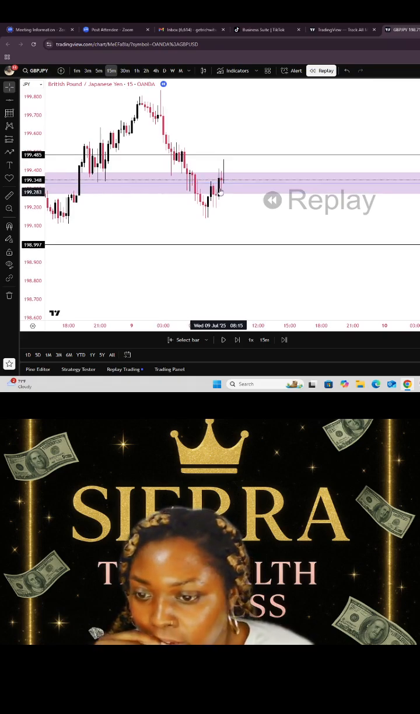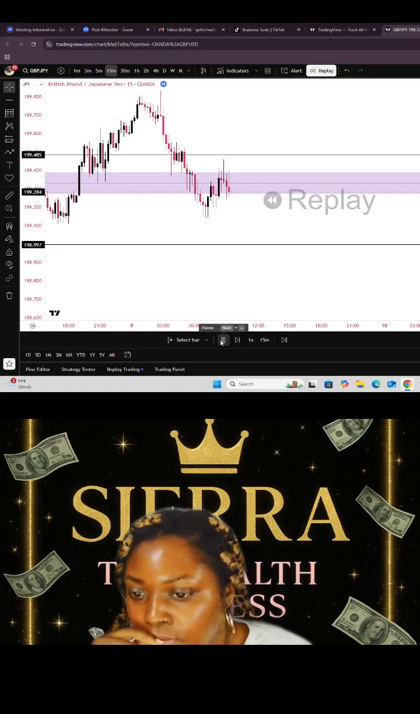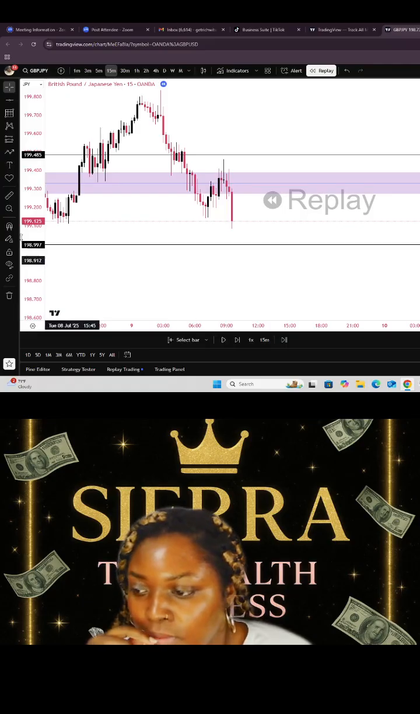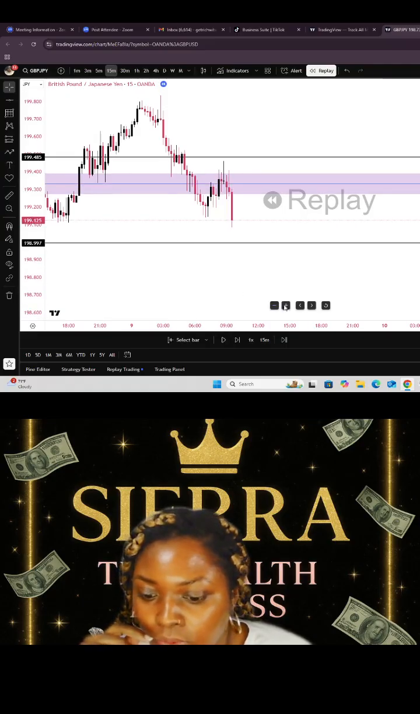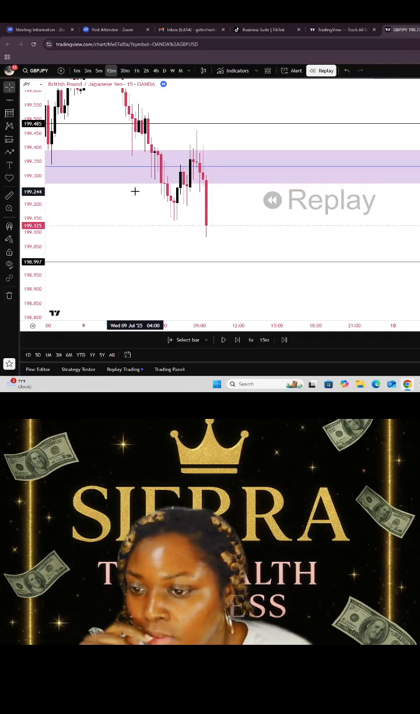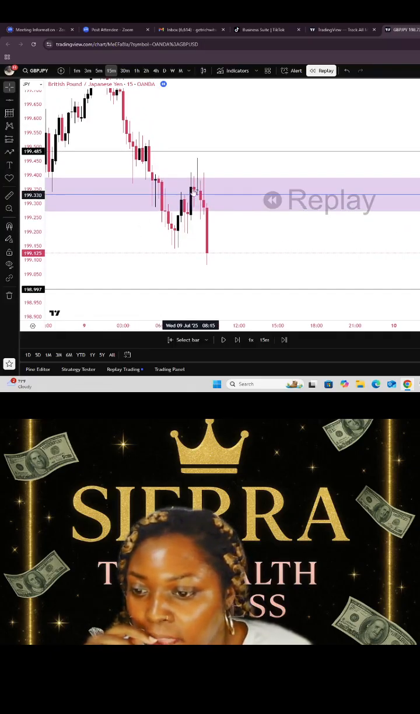All right, now it looks like price is trying to come back and test that zone. Let's see what happens. All right, price came back up. Then it gave us a pin bar. This candle right here, the sellers completely took over. Okay. Price came underneath. It dropped. And then price traded back up.